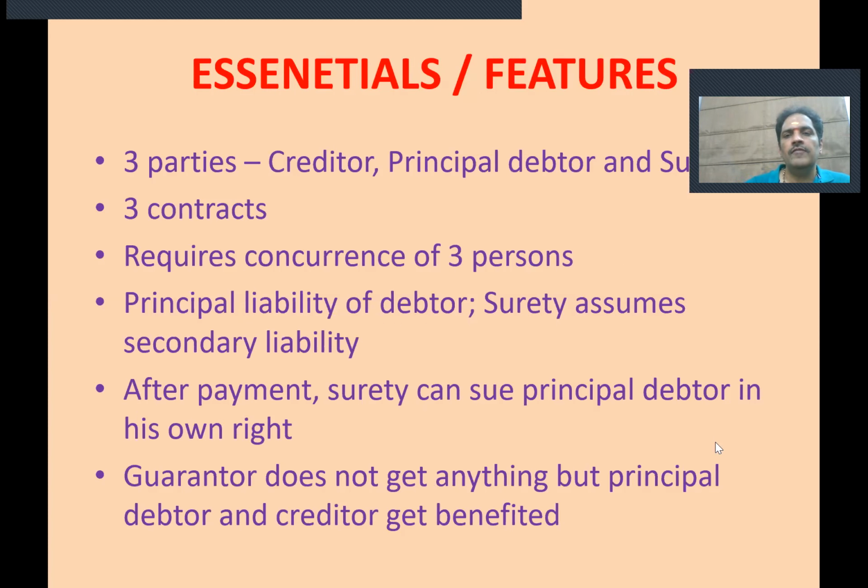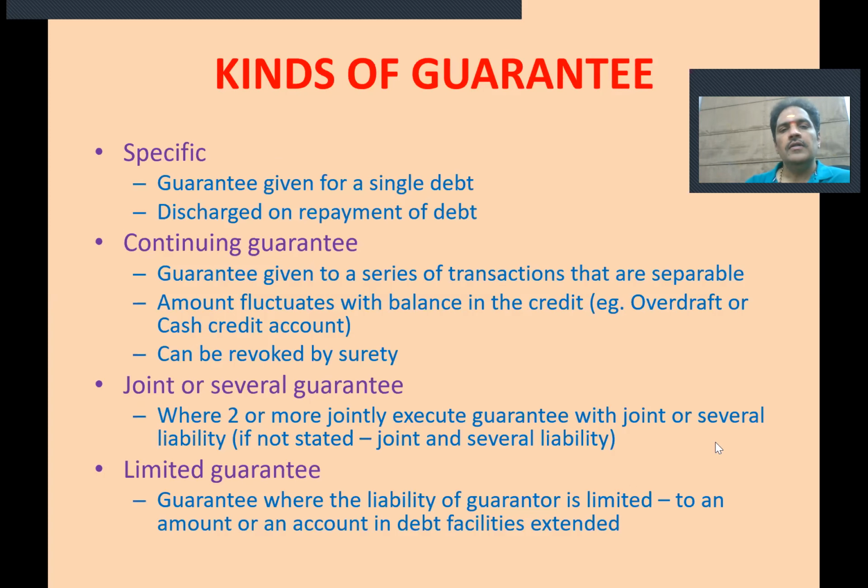So here, another feature is three parties: creditor, principal debtor, and surety. Three contracts we have already discussed. Then it requires the concurrence of three persons who are parties. Then the principal debtor has primary liability, the surety assumes secondary liability. Then after payment, the surety can sue the principal debtor in his own right. Okay. Then the guarantor does not get anything, but the principal debtor and creditor get benefited. This is the fact of life.